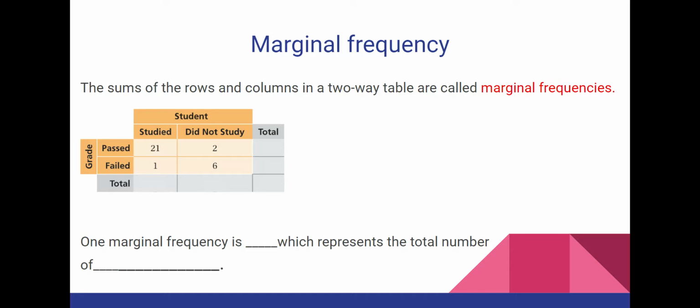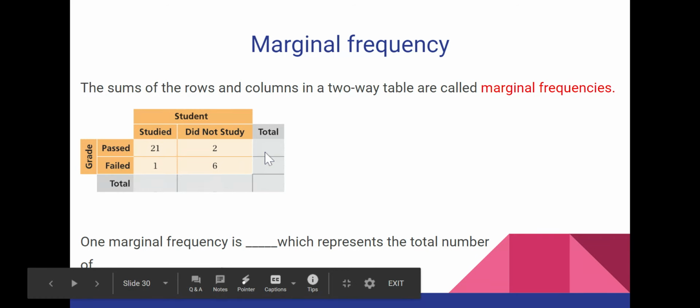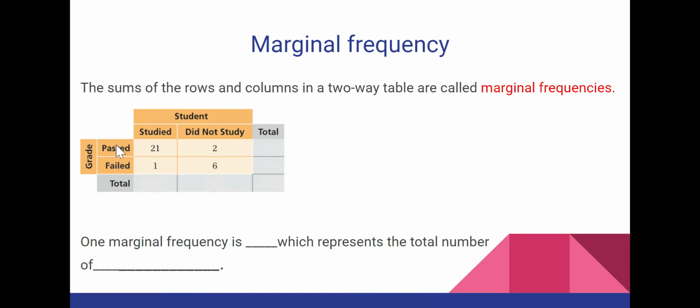Marginal frequency. The sums of the rows and columns in a two-way table are called marginal frequencies. If I add up all the rows, it gives me the total number of people who passed the test. So 21 plus 2 is 23. 1 plus 6 is 7. And then the number of people who did not study is 8. The number of people who studied is 22.